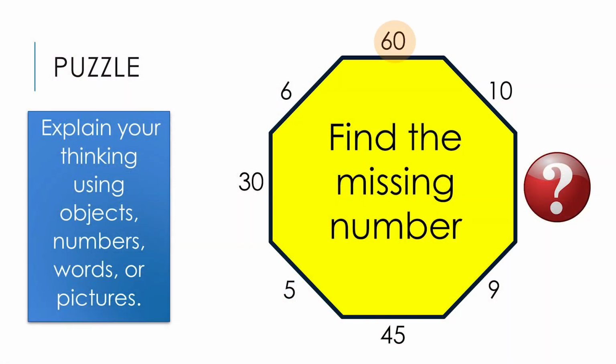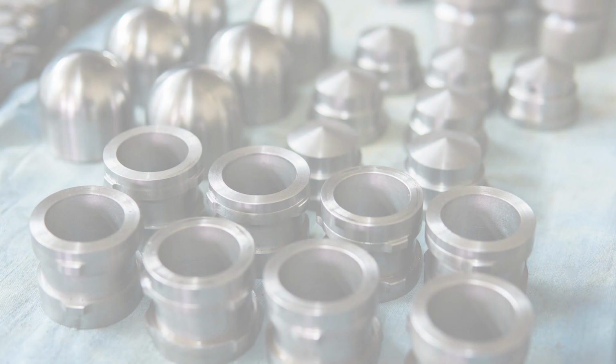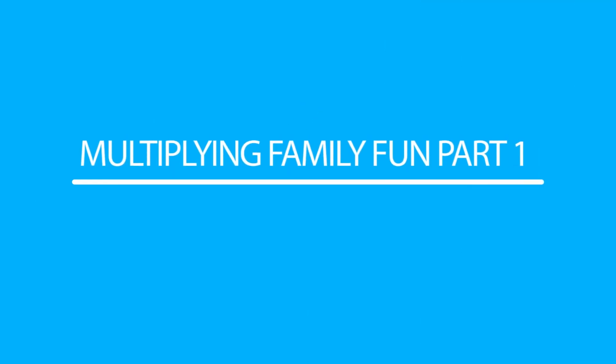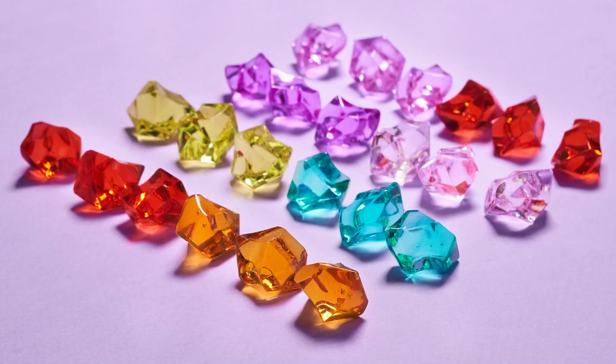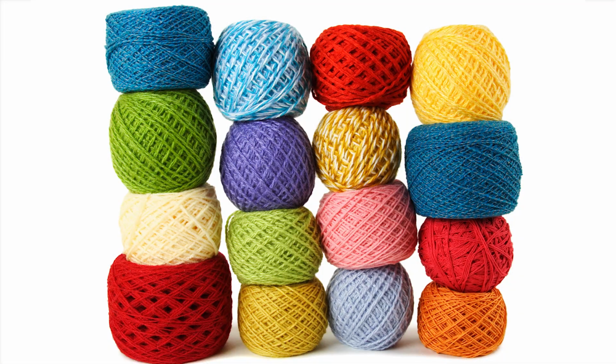I noticed the 60 at the top. Then I noticed the 6 on the left and 10 on the right. I immediately thought of multiplication. I know that 6 rows of 10 is the same as 60. Your child may have photographed an array of this multiplication fact, as suggested in the Multiplying Family Fun Part 1 video. Arrays help us understand how to develop strategies that lead to building number flexibility and the automaticity of math facts.